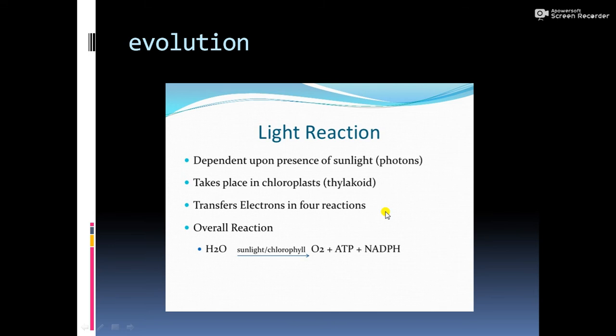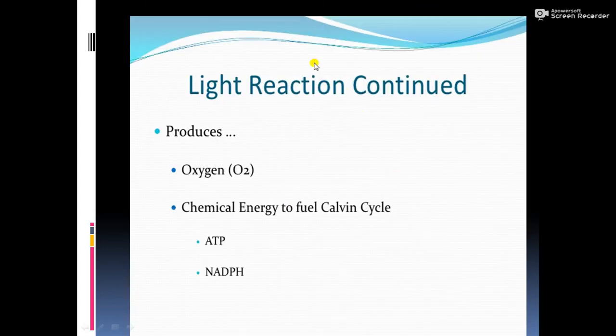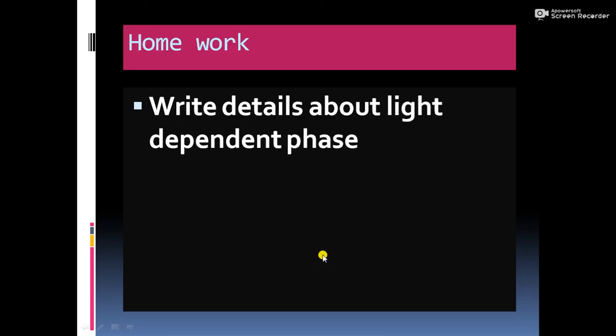So, from today's class, the basic things we learned: the light reaction is dependent upon the presence of sunlight or photons and takes place in the chloroplast. Light transfers electrons in 4 reactions, and the overall reaction: water breaks down, and with sunlight and chlorophyll produces oxygen, ATP and NADPH. That produces oxygen and chemical energy, ATP and NADPH, to fuel the Calvin cycle.